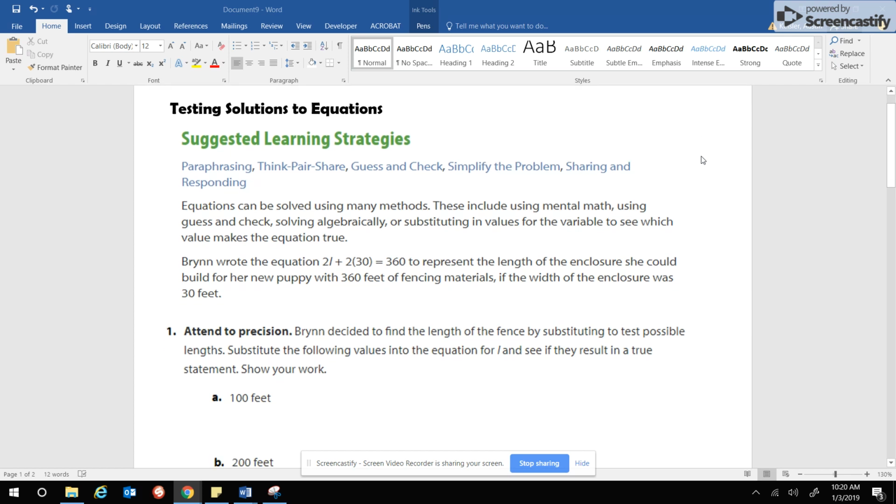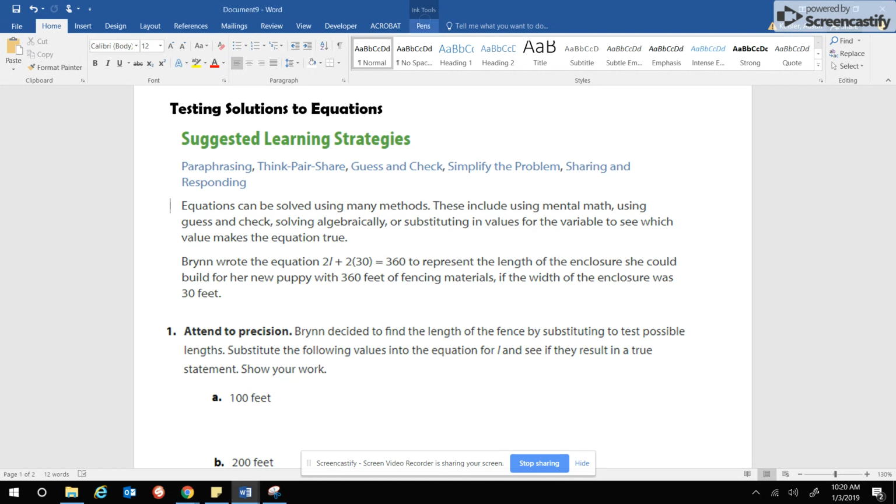All right, we're going to start testing solutions to equations. We haven't really looked at equations yet. We've talked about it a little bit so far this year, but we're going to start real basic today and just start testing some solutions. I'm going to read this first part up here.